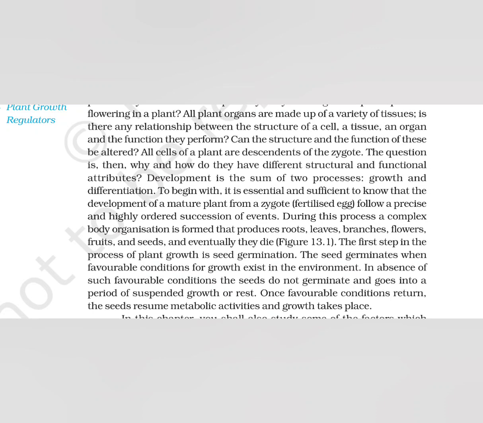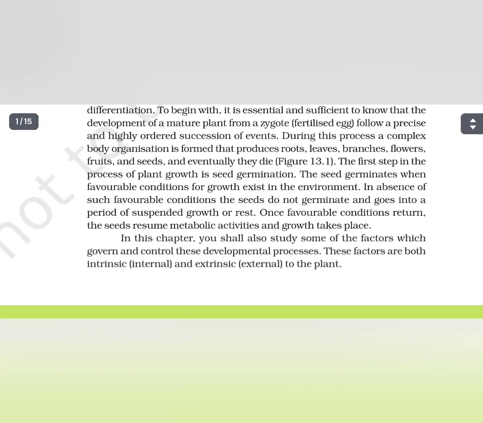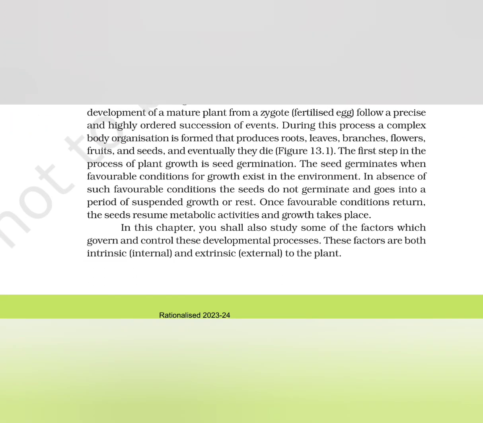All cells of a plant are descendants of the zygote. The question is then why and how do they have different structural and functional attributes? Development is a sum of two processes, growth and differentiation. To begin with, it is essential and sufficient to know that the development of a mature plant from a zygote (fertilized egg) follows a precise and highly ordered succession of events. During this process, a complex body organization is formed that produces roots, leaves, branches, flowers, fruits, and seeds, and eventually they die.